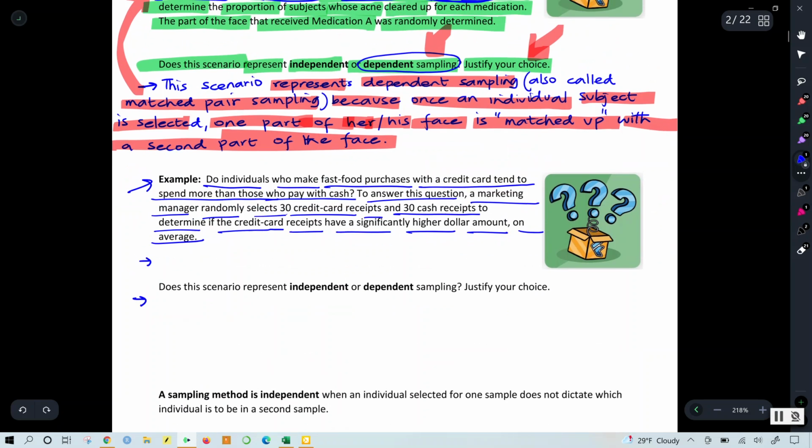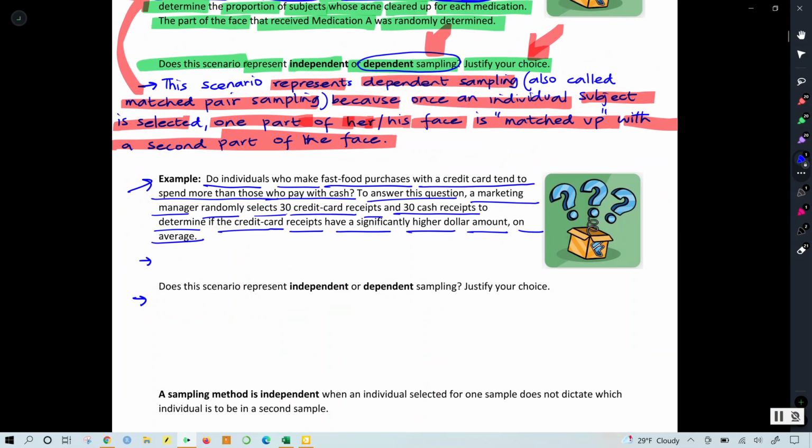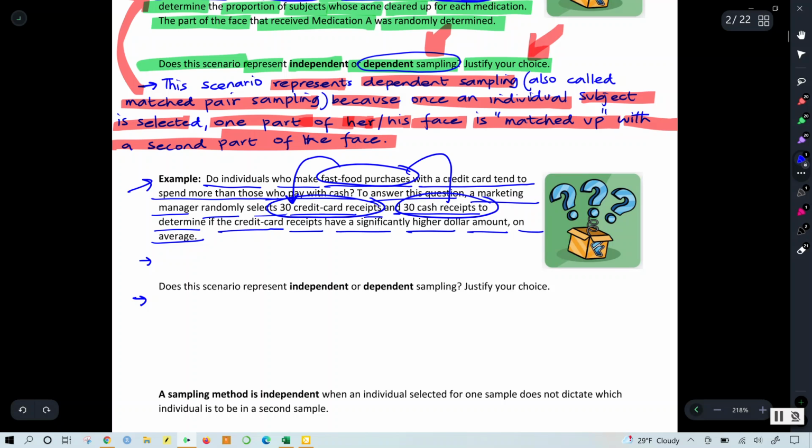For me, I would argue that the selection of the 30 credit card receipts and the 30 cash receipts are definitely independent. In what sense? One individual person who makes a fast food purchase is not making 30 credit card receipts and at the same time making 30 cash receipts. That would be a waste. If that were the case, that would have been matched pair sampling.